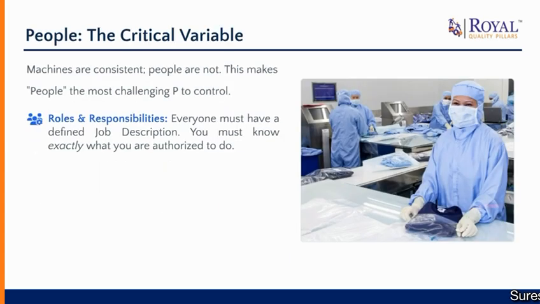People are the most critical variable. Machines are consistent. They don't have bad days or forget things. People do. That is why you are the most critical variable in this plant. Roles. In GMP, you never guess your job. You must have a job description. If a task isn't in your training record, you are legally not allowed to do it.